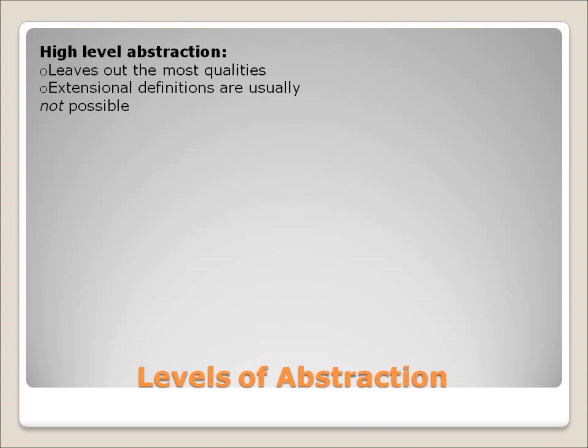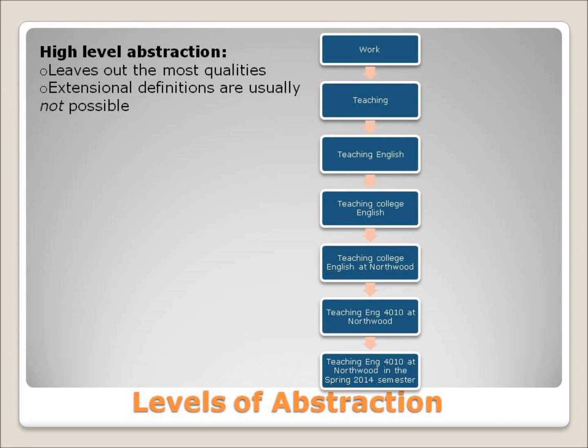There are different levels of abstraction. High-level abstraction leaves out most of the qualities of the person, thing, or event, and often they do not have extensional meaning. Remember, extensional meanings are those that we can point to in the real physical world. If I take my job and put it on a ladder of abstraction, one of the highest levels of abstraction for describing what I do is work. This word has no extensional meaning. I cannot put my hand over my mouth and point to work.